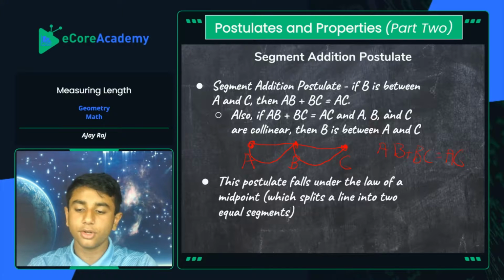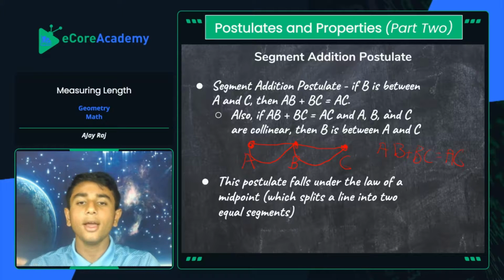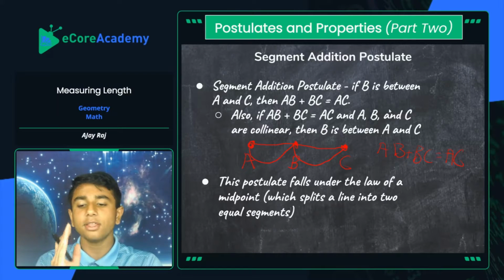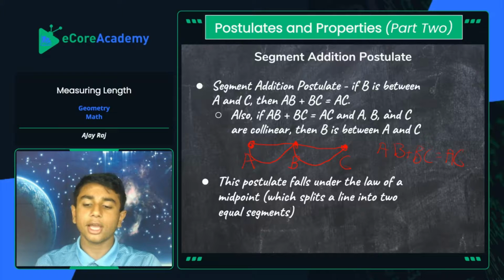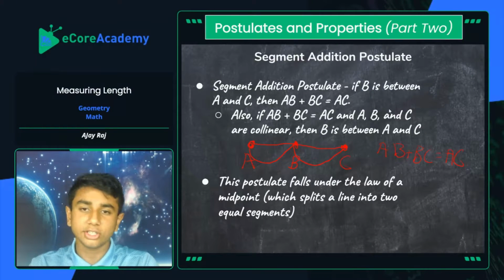And I just want you to know that this postulate falls under the law of a midpoint, which splits a line into two equal segments. Now, I know you might be thinking, wait, does it necessarily have to be a midpoint? Not necessarily, but in any line segment that you're splitting, you should always find the middle of that line and plot that point. So you can calculate the further point that you're trying to distinguish, and you can use the midpoint formula, which I will show you later on.